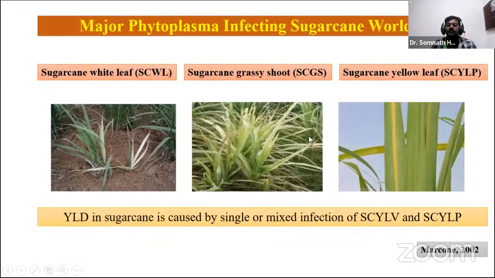You can see the symptoms of white leaf, grassy shoot, and yellow leaf. In white leaf, the leaves are white, which is why the phytoplasma is known as sugarcane white leaf. The grassy growth of the plant appears in field conditions, which is why the phytoplasma is named sugarcane grassy shoot phytoplasma. Sugarcane yellow leaf shows prominent yellowing of the midrib, which is why we call it sugarcane yellow leaf phytoplasma.